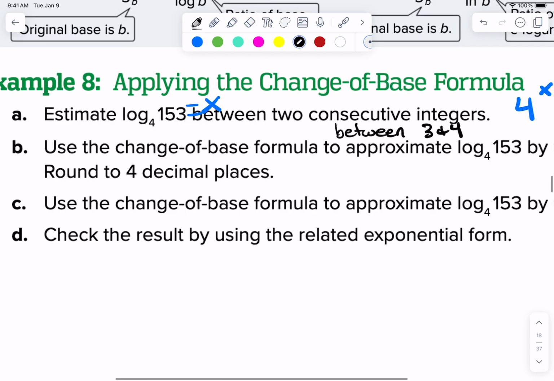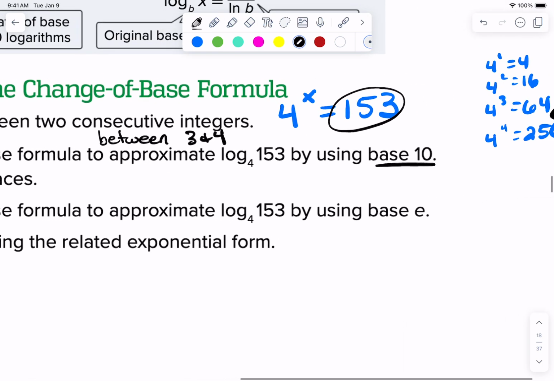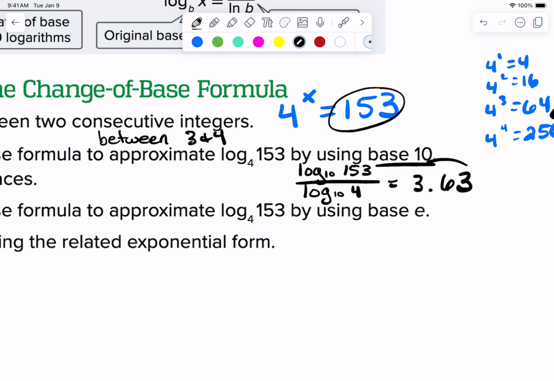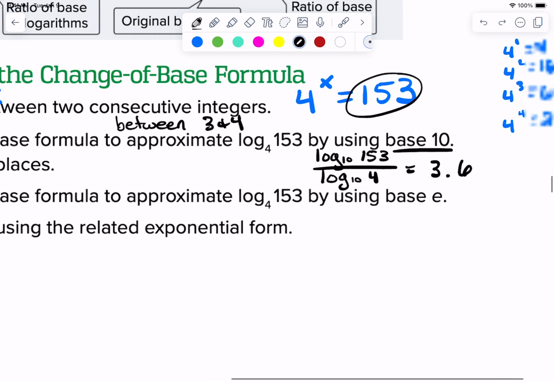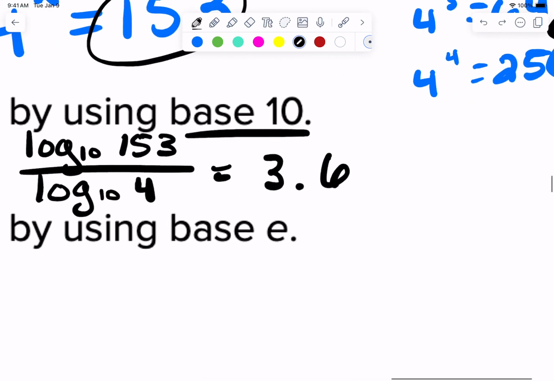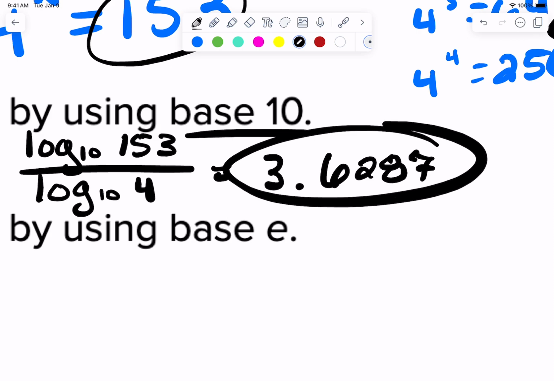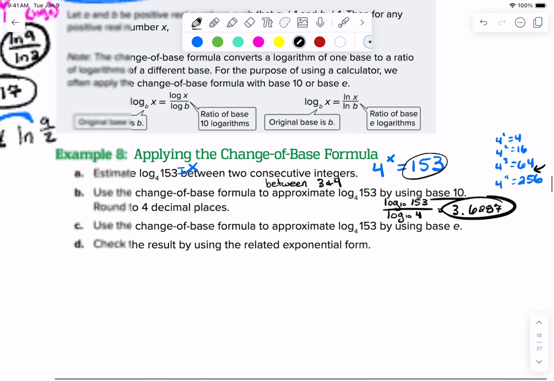Use the change of base formula to approximate that using base 10. I want to type in my calculator log base 10 of 153 on the top, over log base 10 of 4. You don't have to type in the base 10 because log is already base 10. So it's just log 153 divided by log 4. To four decimal places, you get 3.6287. I changed my base, and I got the same thing.